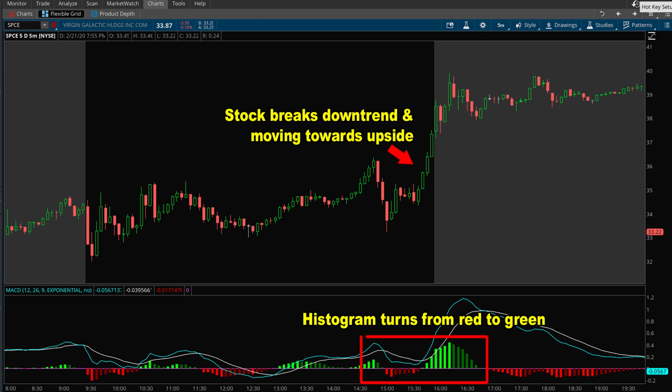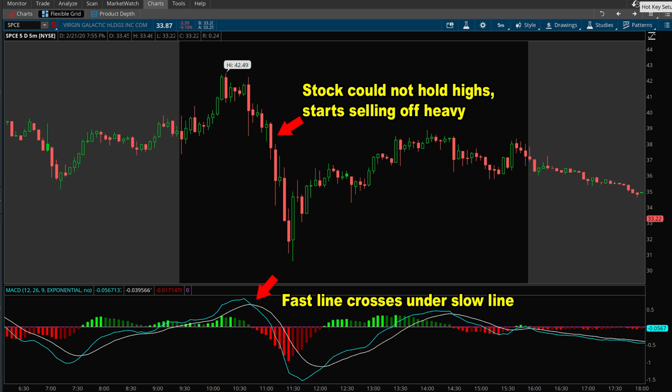You can see on this chart, when the blue line crosses over the white line and the histogram starts to turn red to green, the stock SPCE started trending up higher and higher. And when the blue line crosses beneath the white line and the histogram starts to turn green to red, that's when the stock is starting to sell off.